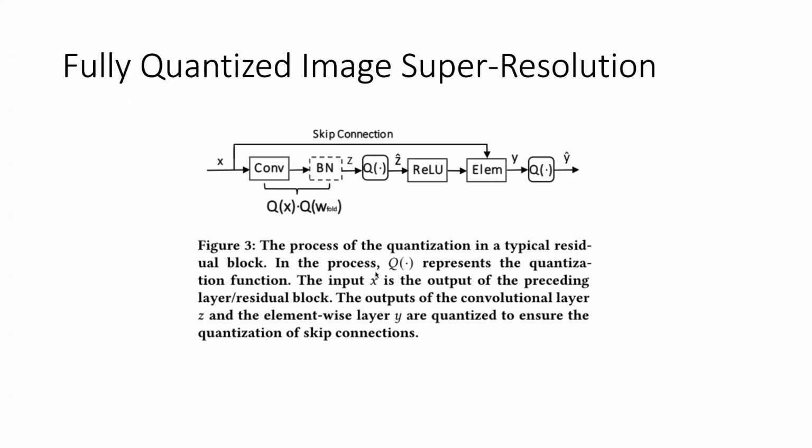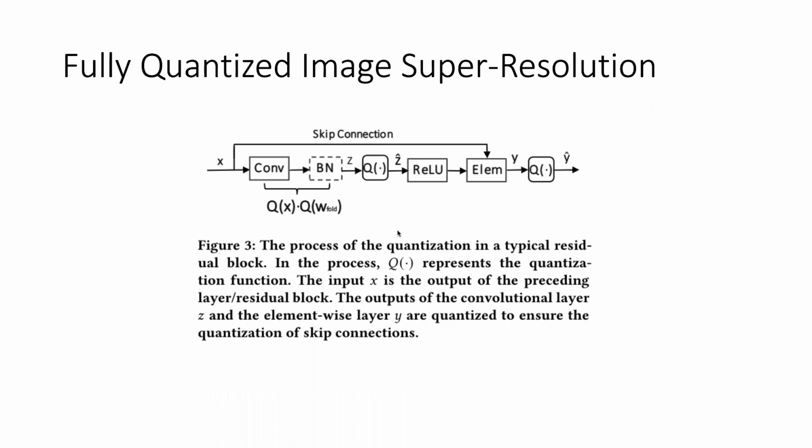In the process, the Q function represents the quantization function. When X is passed into the convolution layers, then the BN layers, the output is quantized, and then after ReLU and element-wise adding, the Y here will be quantized to Y hat and passed to the next layer. This means every value passed to your next block or layer is already quantized, which means this X has already been quantized by the previous layers or previous residual blocks. So every value within our framework has been quantized.